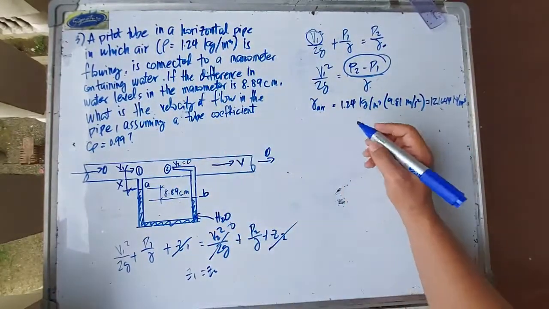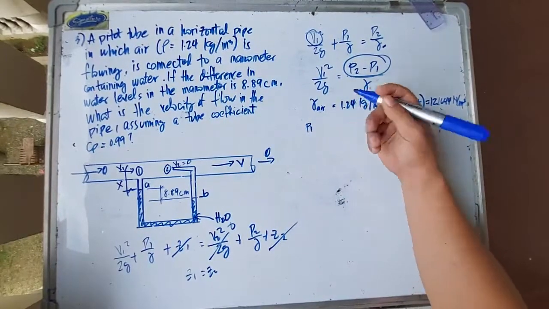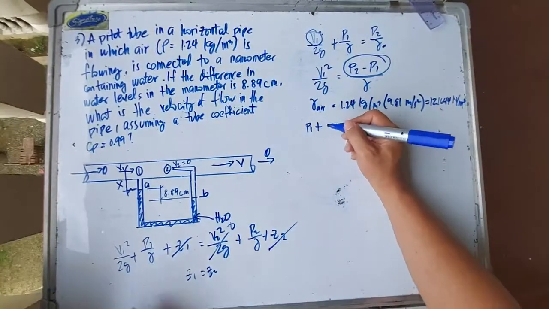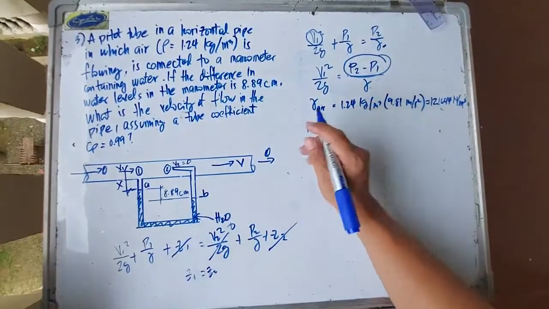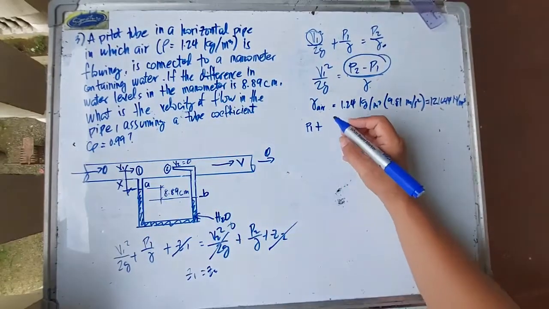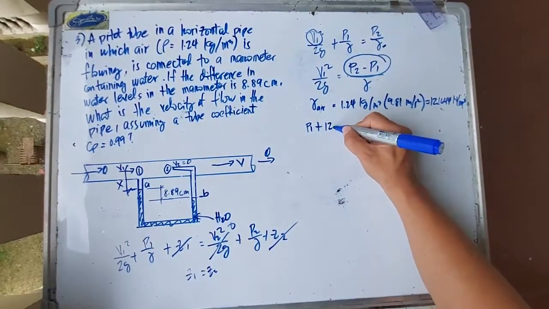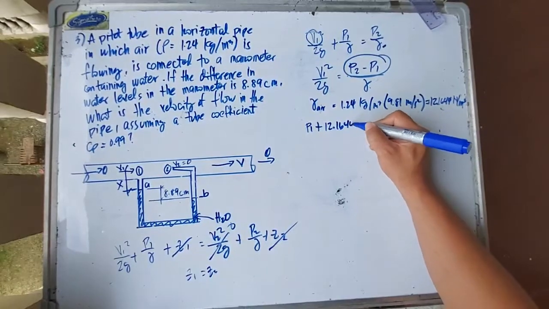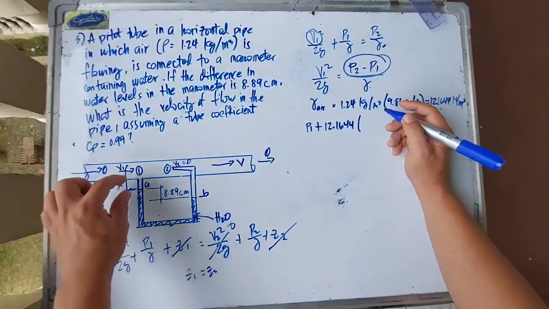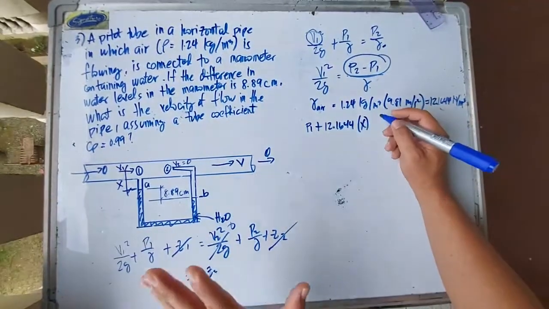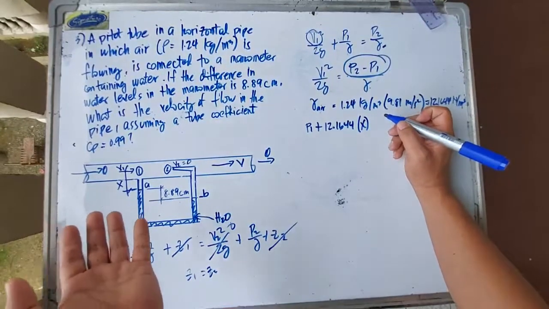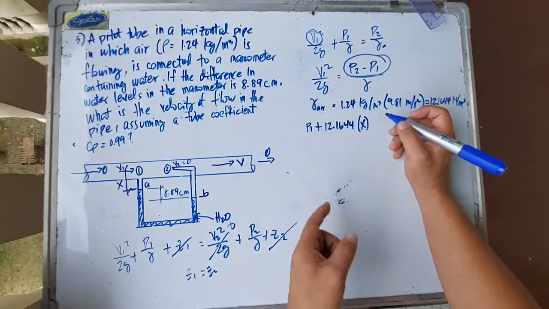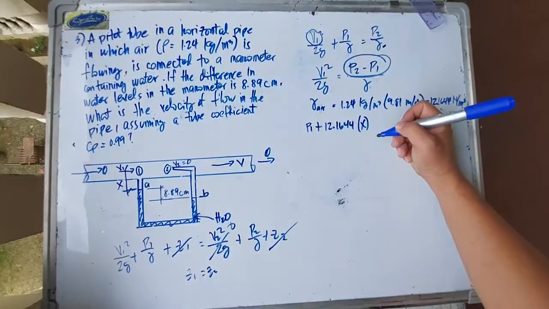So let's start at 1. We have P1, which we do not know. And we go down to point A. That's still air, so that is the unit weight of air, 12.1644, times X. So that's gamma H. For pressure, that's gamma times H, gamma of the liquid or fluid times the height.